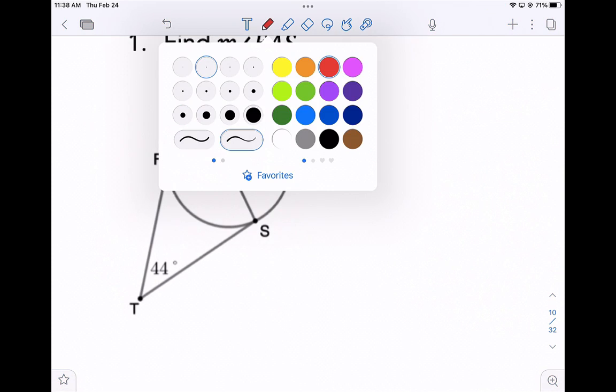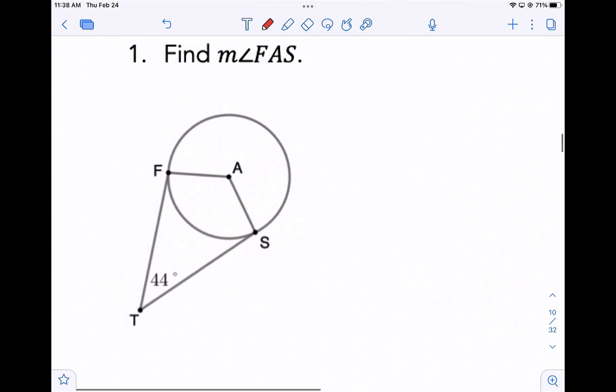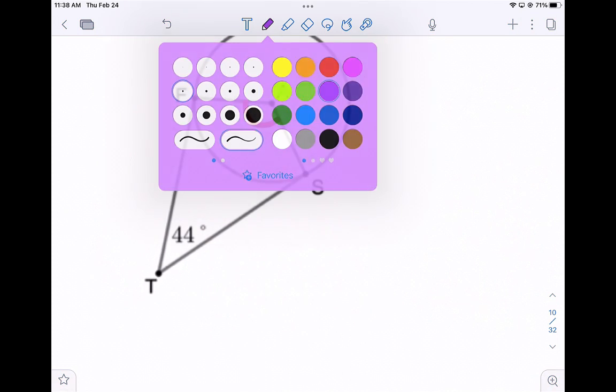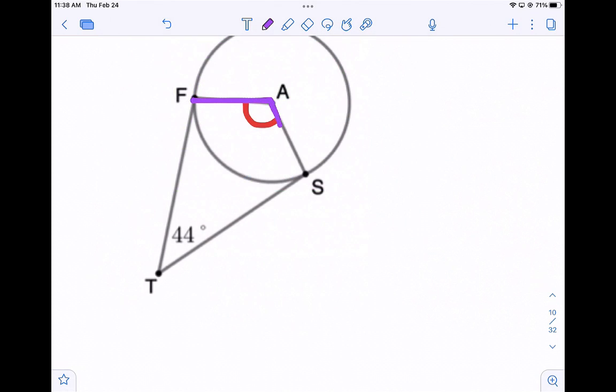So FAS is this angle right here. We can see that we have this quadrilateral where two sides are the radii of the circle and two sides are tangents to the circle. What we looked at in the last section is that a radius to a tangent is 90 degrees, and we know that a quadrilateral is 360 degrees.